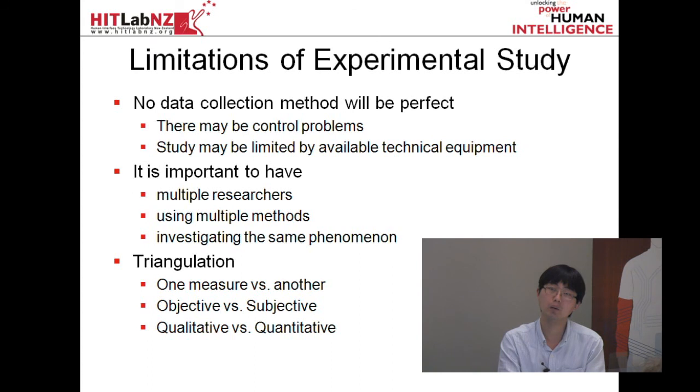So having multiple researchers, or even if you are the only researcher, having multiple methods such as user experiment and some interview or some other observation, you line them up together and see if they all match with each other. And that's basically called triangulation. So using different objective or subjective measures, and qualitative and quantitative measures, and try to triangulate them and see if they reach the same conclusion.